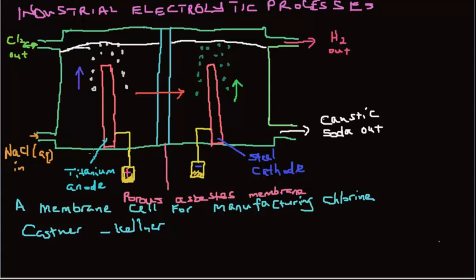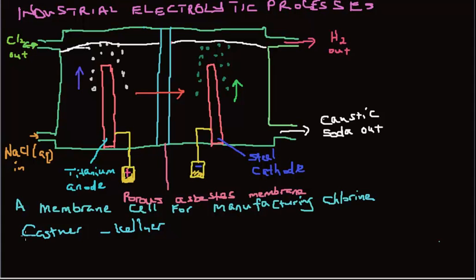So as you can see, we have our chloride ions which are being obtained from the electrolysis of our sodium chloride. We're going to form some sodium ions and the chloride ions. So our chloride ions are going to be attracted to our anode there, which is the titanium anode. Remember, in electrolytic processes, we have said that our anode is positively charged and our cathode itself is negatively charged. So in this case, we have the steel cathode.